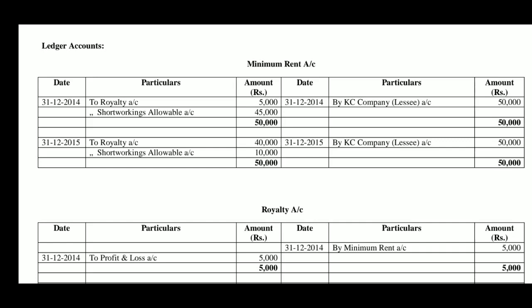Firstly, in 2014, when minimum rent was due from the lessee, the entry passed was lessee's account debtor to minimum rent account. Now, minimum rent account credited by lessee, KC company, that is Karnataka Coal Company account, 50,000. When it is transferred, the entry passed was minimum rent account debtor to royalty account 5,000, to short workings allowable account 45,000. So, that is the entry for the first year.